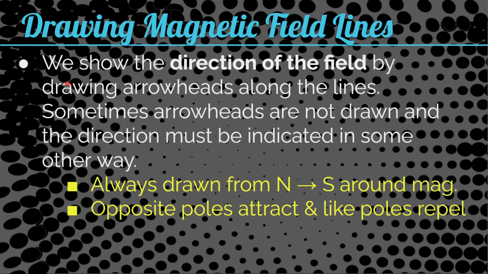Okay, so drawing magnetic field lines, we show the direction of the field by drawing arrowheads along the lines. Sometimes those arrowheads are not drawn and the direction must be indicated in some other way. So again, if you see a diagram without the arrowheads drawn, you would know which way they were pointing anyway because you should know they're from north to south. So the magnet would have to have those poles labeled. And again, you would also know whether the poles were opposite poles or like poles based on whether or not that magnetic field diagram showed attraction or repulsion between two poles.